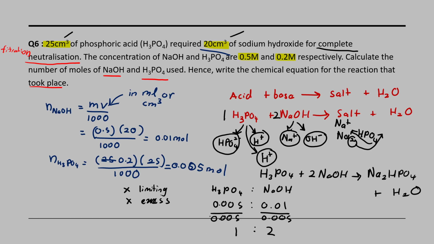If you look, on one side we have 3 hydrogen and then on the other we have 5 hydrogen, while here we have 1 hydrogen and 3 hydrogen. So we need to balance this, and then we multiply by 2. So this is the final chemical equation.